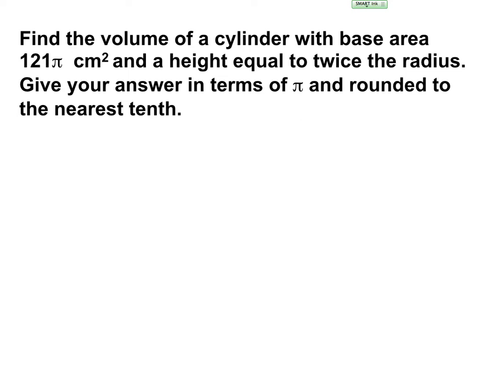How about if I tell you the base area of the cylinder is 121 square centimeters, and the height is equal to twice the radius? Figure out the radius if you know the area of the circle. Each of you think and figure it out without telling each other. What's the radius? You need that to find the height, to find the volume.